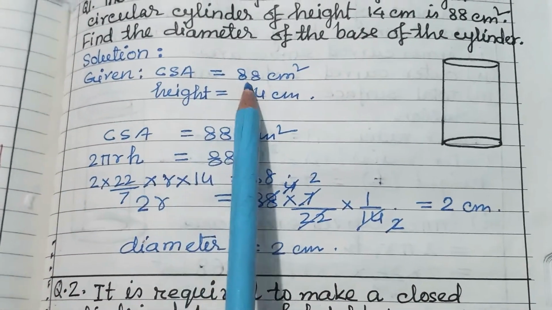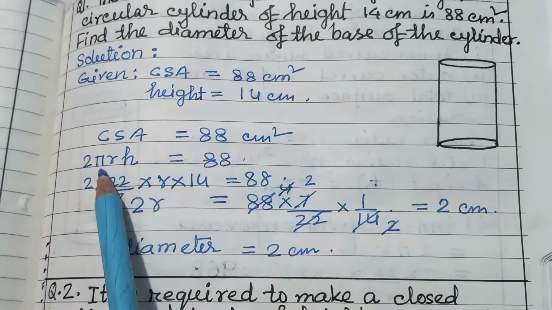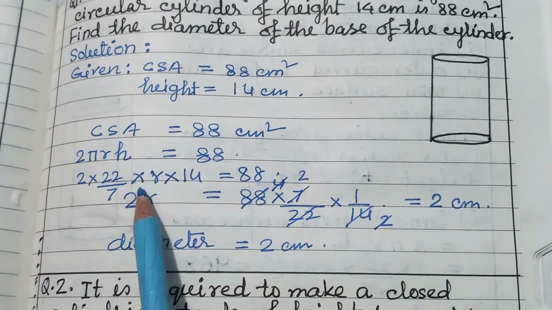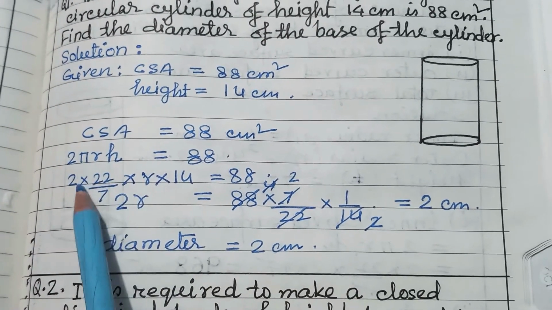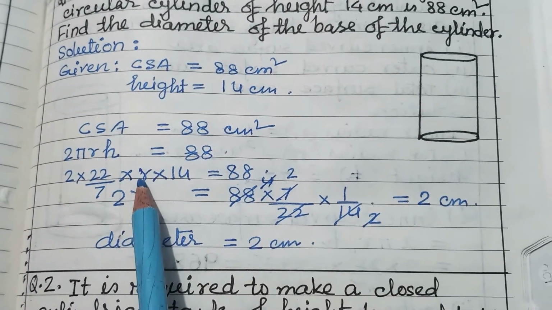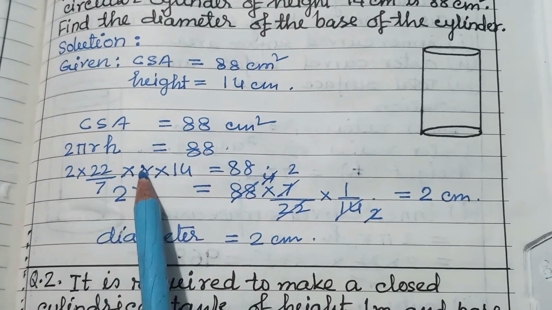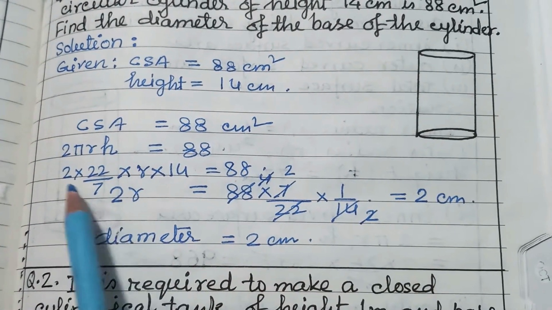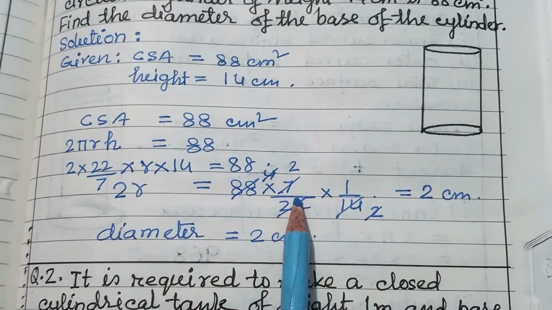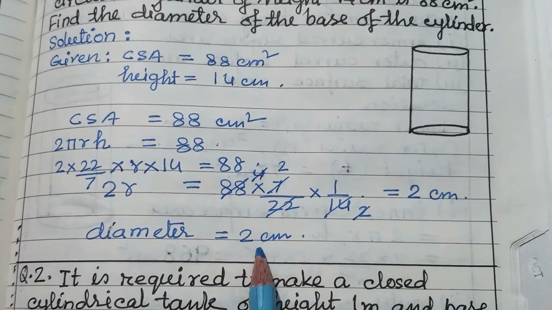Solution: CSA has been given as 88. Formula of CSA is 2 pi r h is equal to 88. Substitute the values: 2, pi is 22 upon 7, r as it is, h is 14. So 2r means diameter. So 2r is equal to these remaining parts, we shift them to the right hand side. It is coming 2 centimeter. Diameter is equal to 2 centimeter.